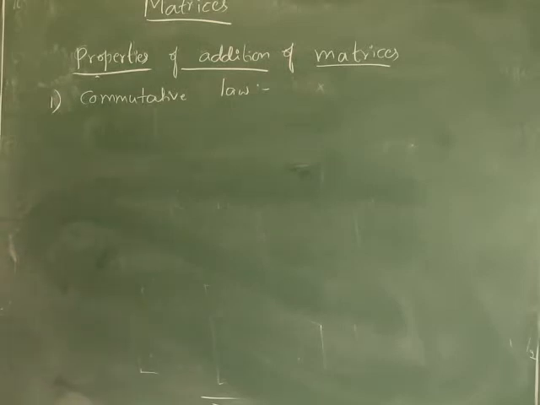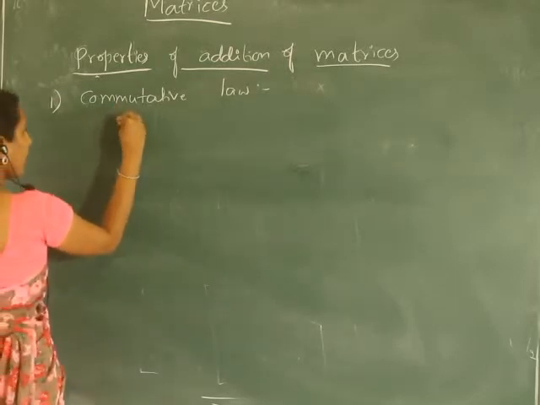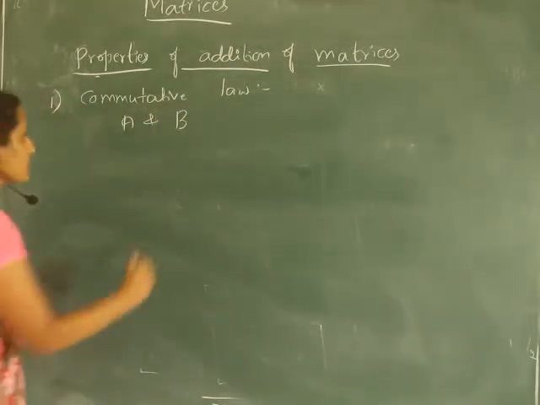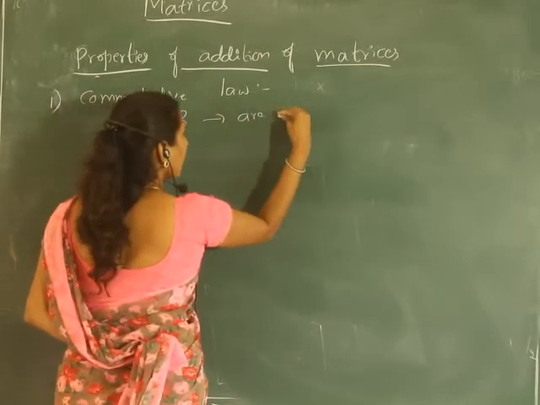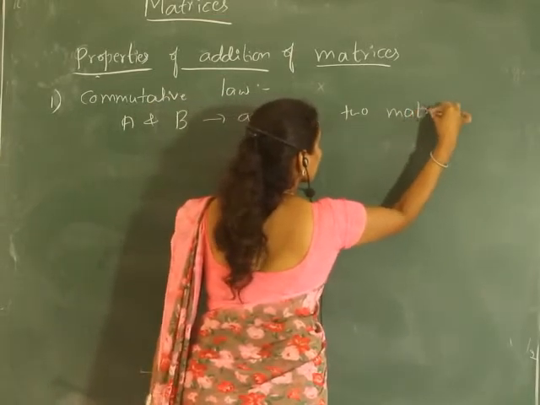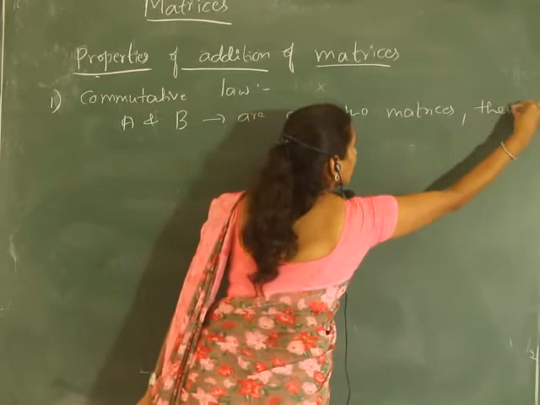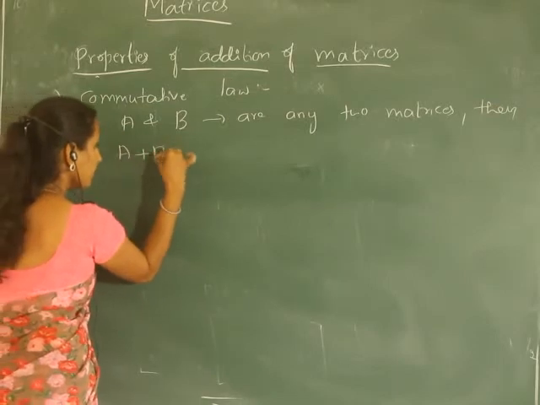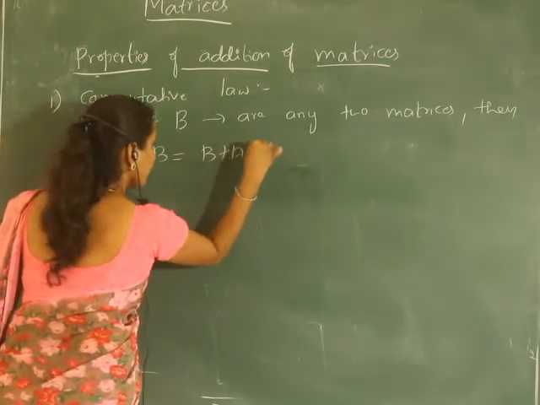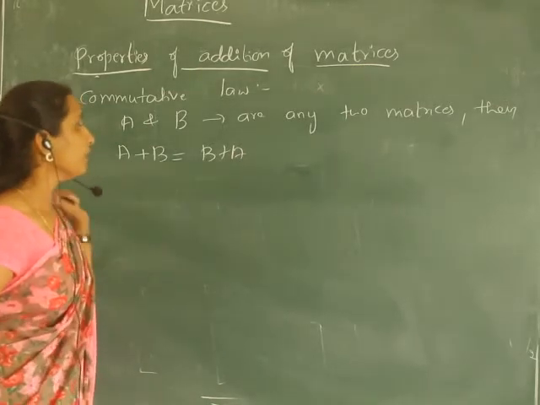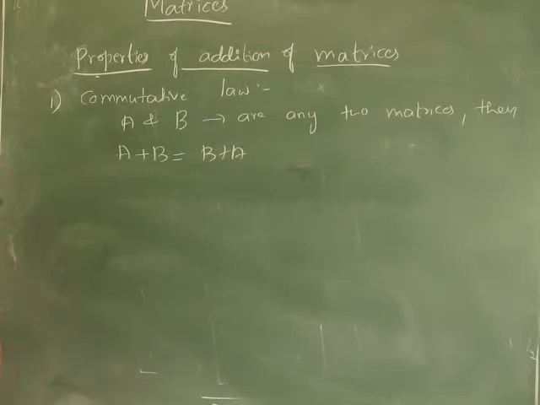So what is that commutative law? If A and B are any two matrices, then A plus B is equal to B plus A. When we add A plus B, we get the same answer as when we add B and A. So how to prove this?